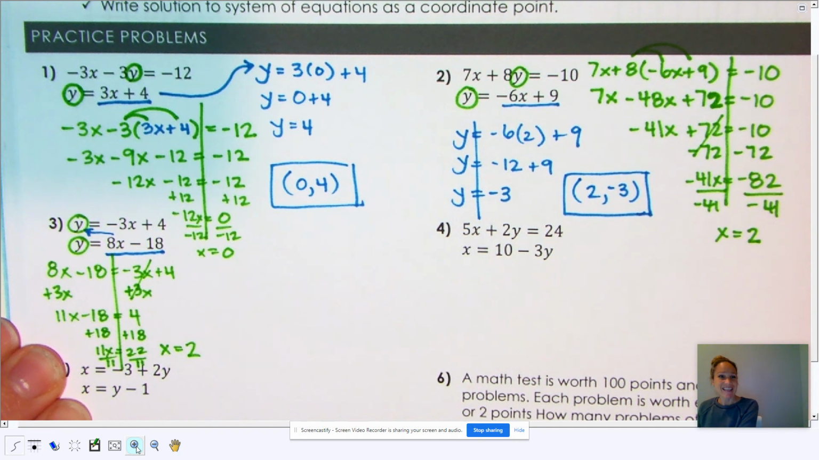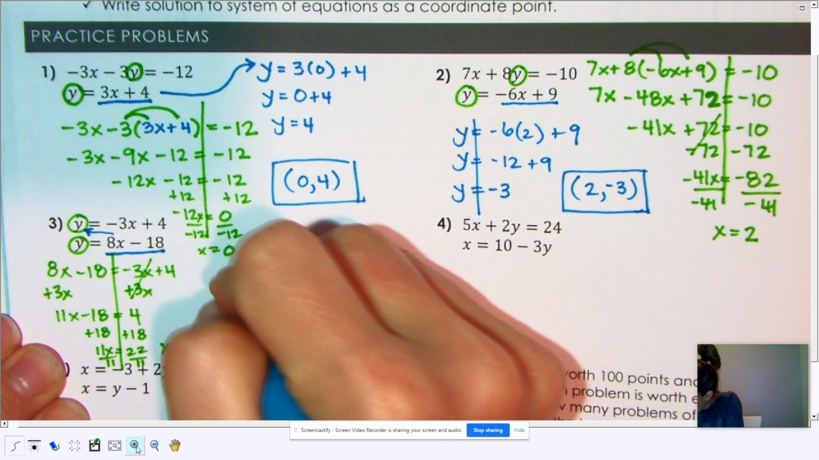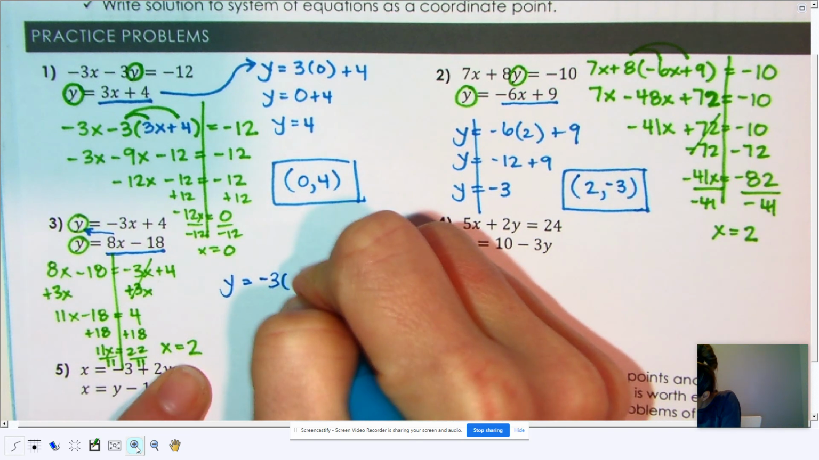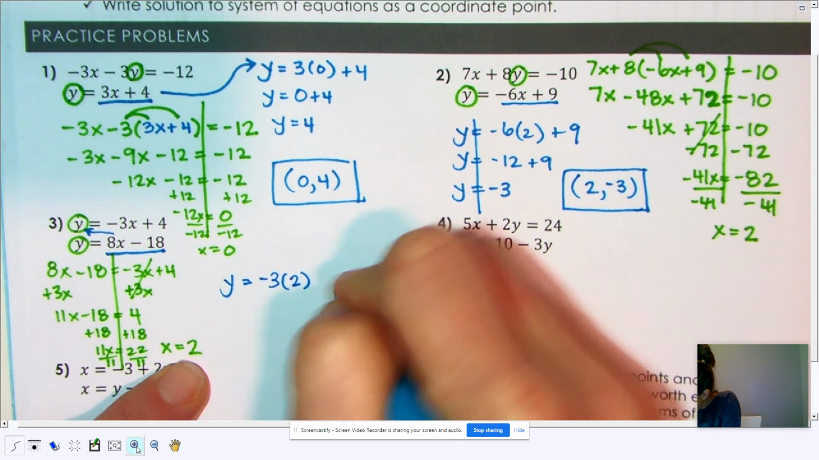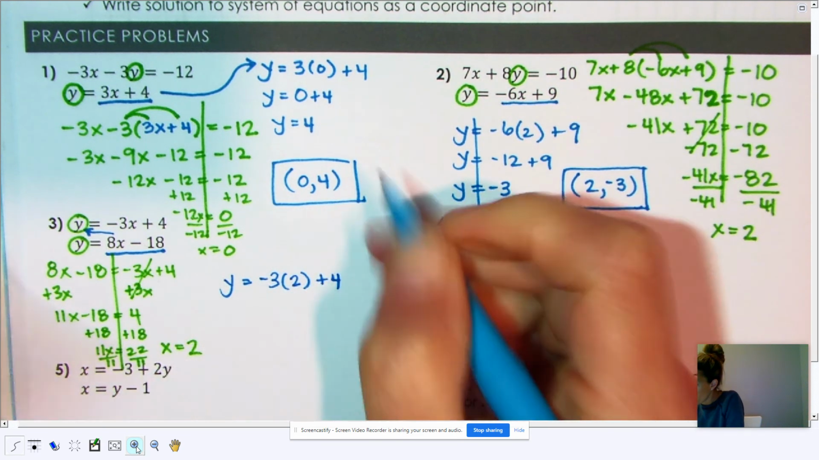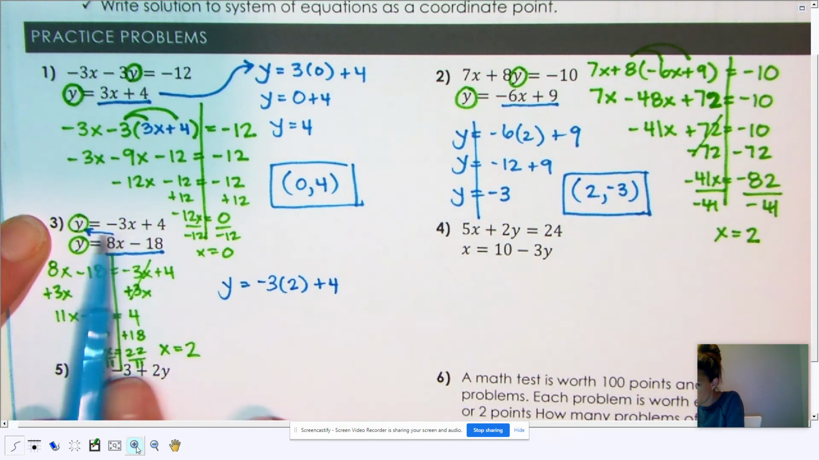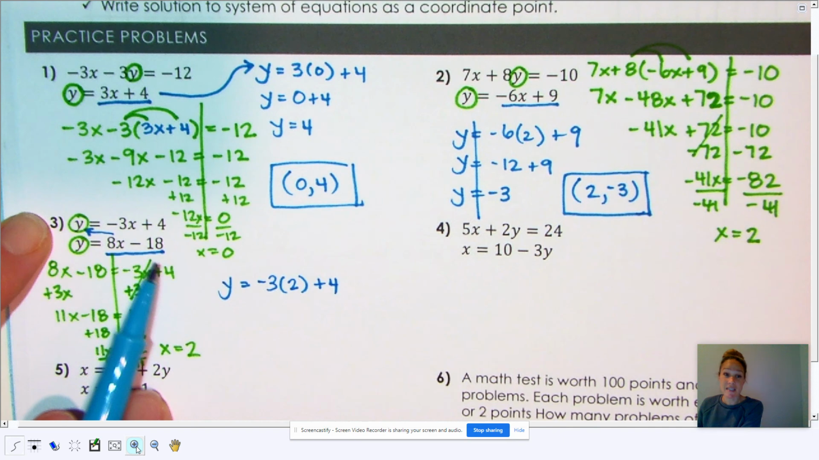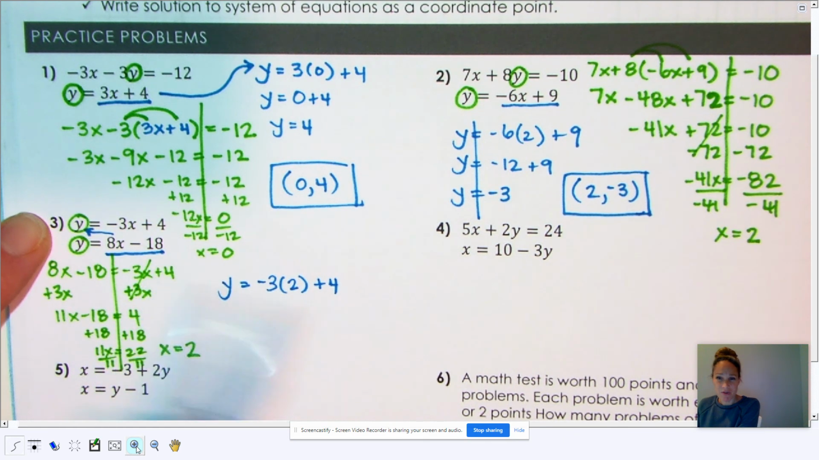So I'm going to go y is equal to negative 3. I'm going to plug in the value I know for x, and then I'm going to copy the 4. And where I am, you guys, is on this top equation. You can use the top equation, you could use the bottom equation. It should give you the same exact answer if you do your math right. I just like to go for where there's smaller numbers, okay?